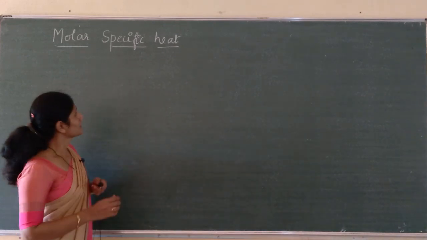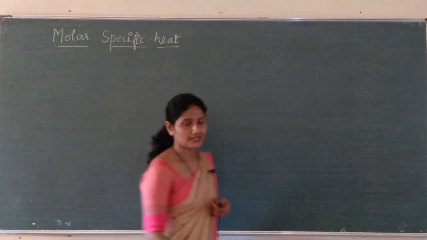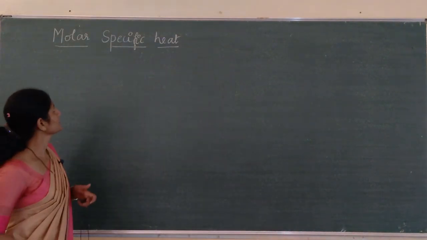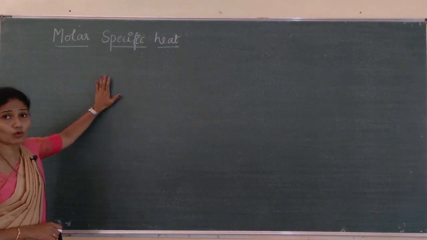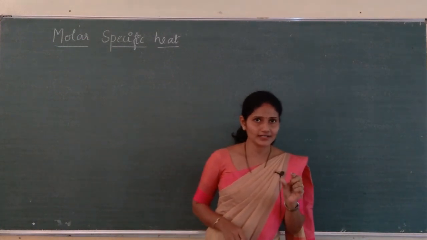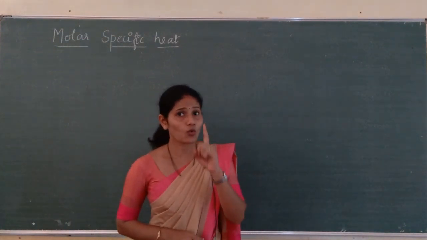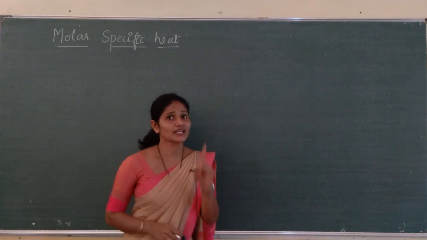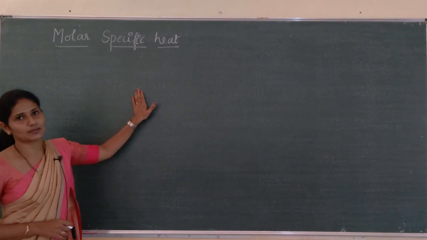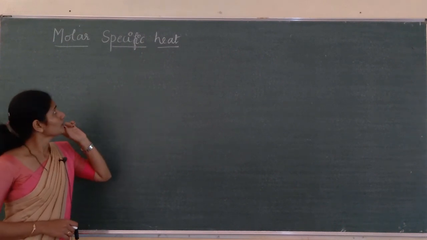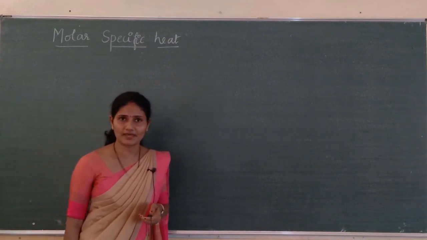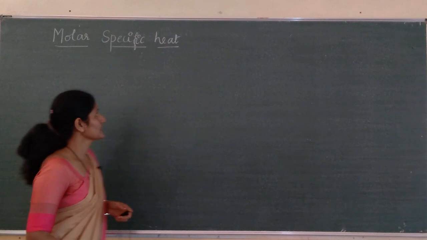So, we defined heat capacity, specific heat capacity and molar specific heat capacity. What is molar specific heat capacity? It is the amount of heat required to raise the temperature of 1 mole of gas by 1 degree Celsius. In this molar specific heat capacity, we have molar specific heat capacity at constant volume and molar specific heat capacity at constant pressure.